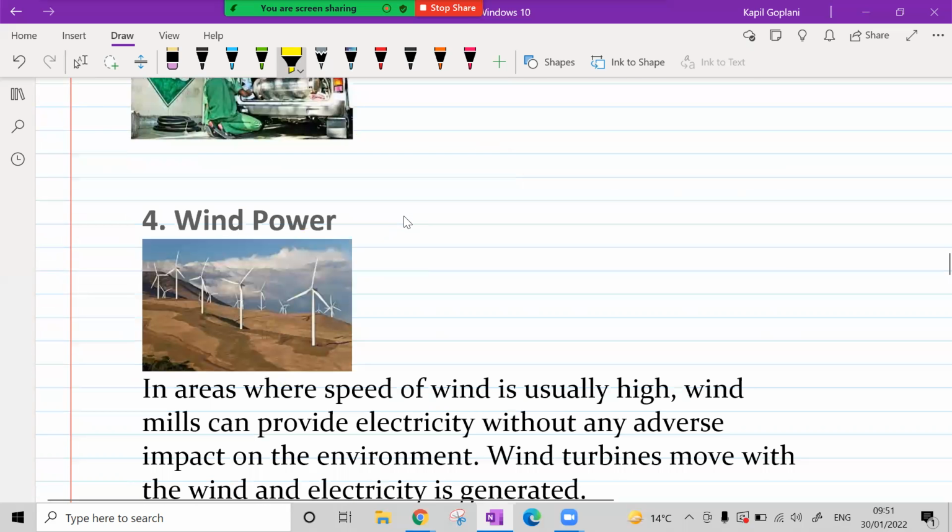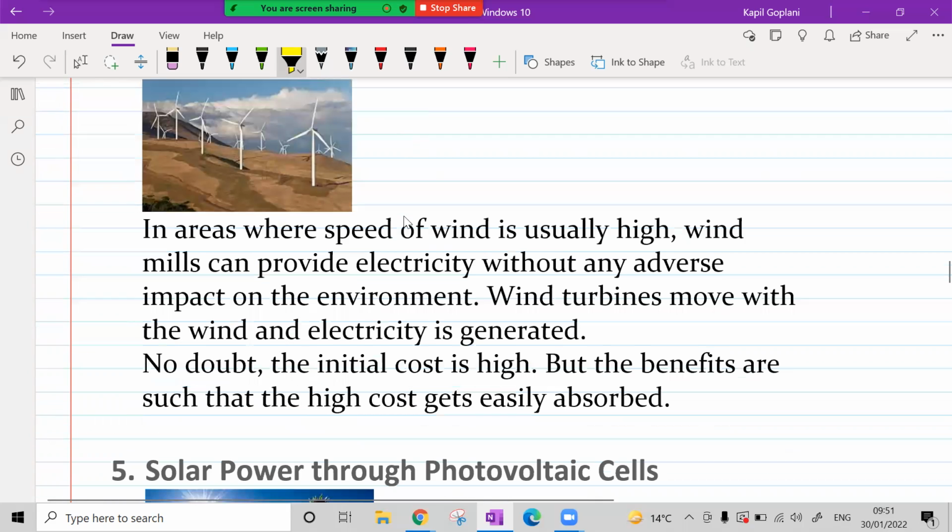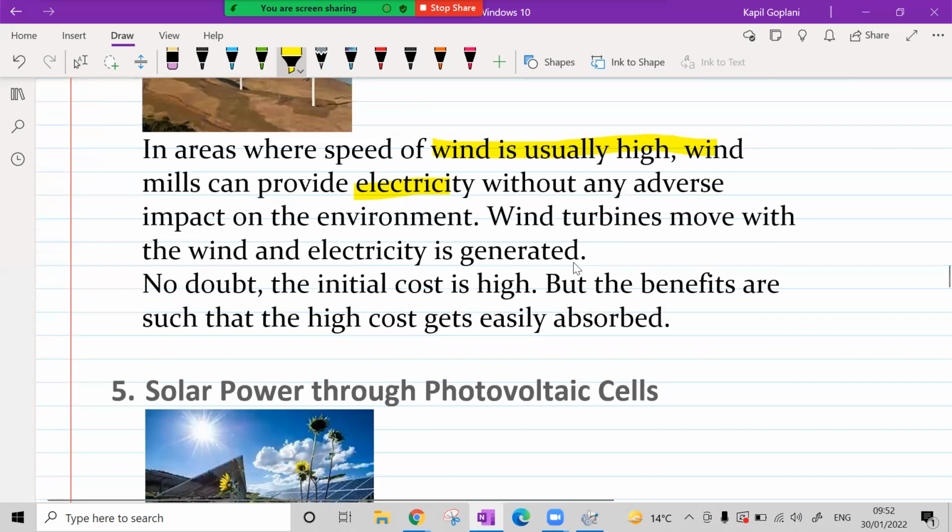Fourth is move towards wind power. Normally, if you have seen, in areas where the speed of wind is usually high, electricity is generated with the help of windmills. That can provide electricity and it can impact the environment positively. So wind turbines can be utilized for generation of electricity there. No doubt, the initial cost of setting up is high, but the benefit associated is very much appropriate.